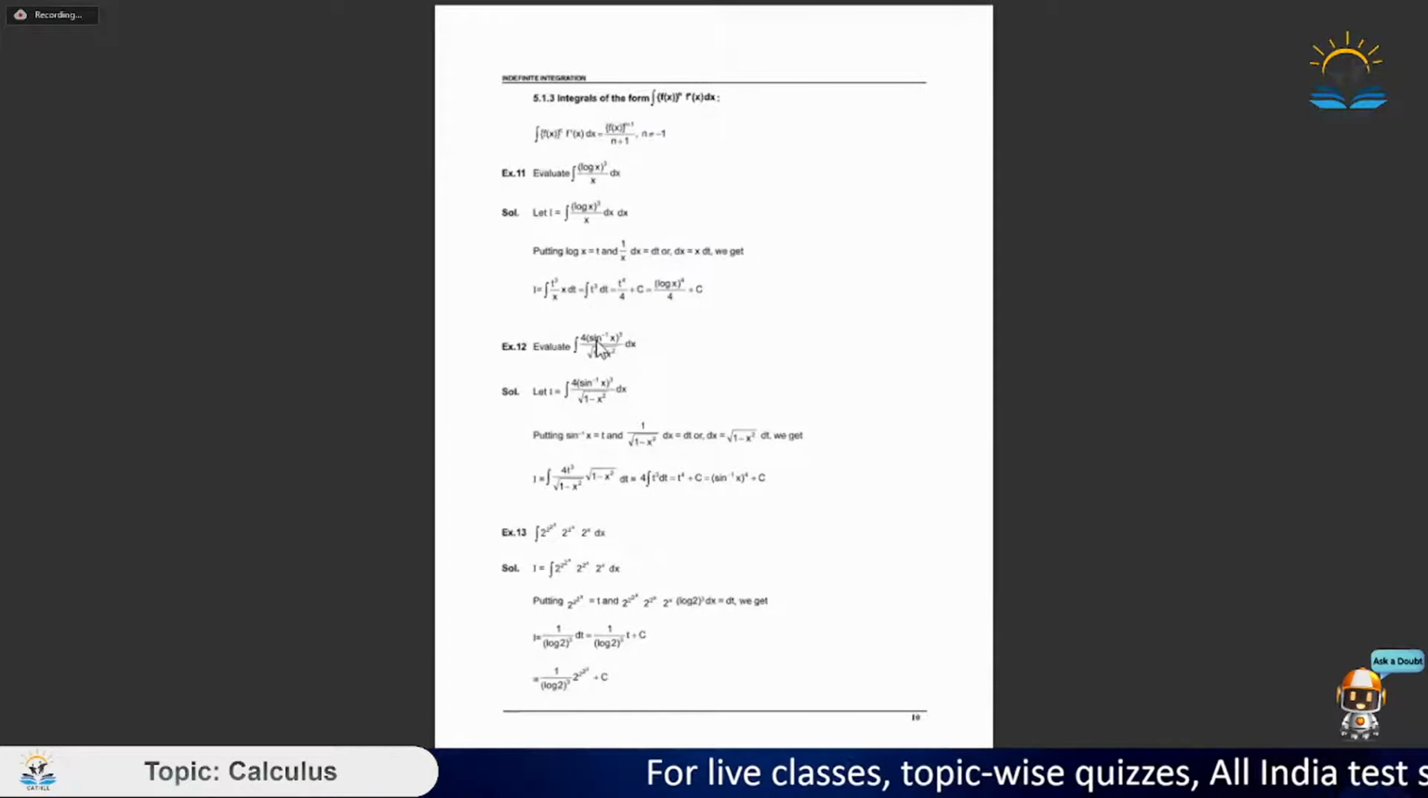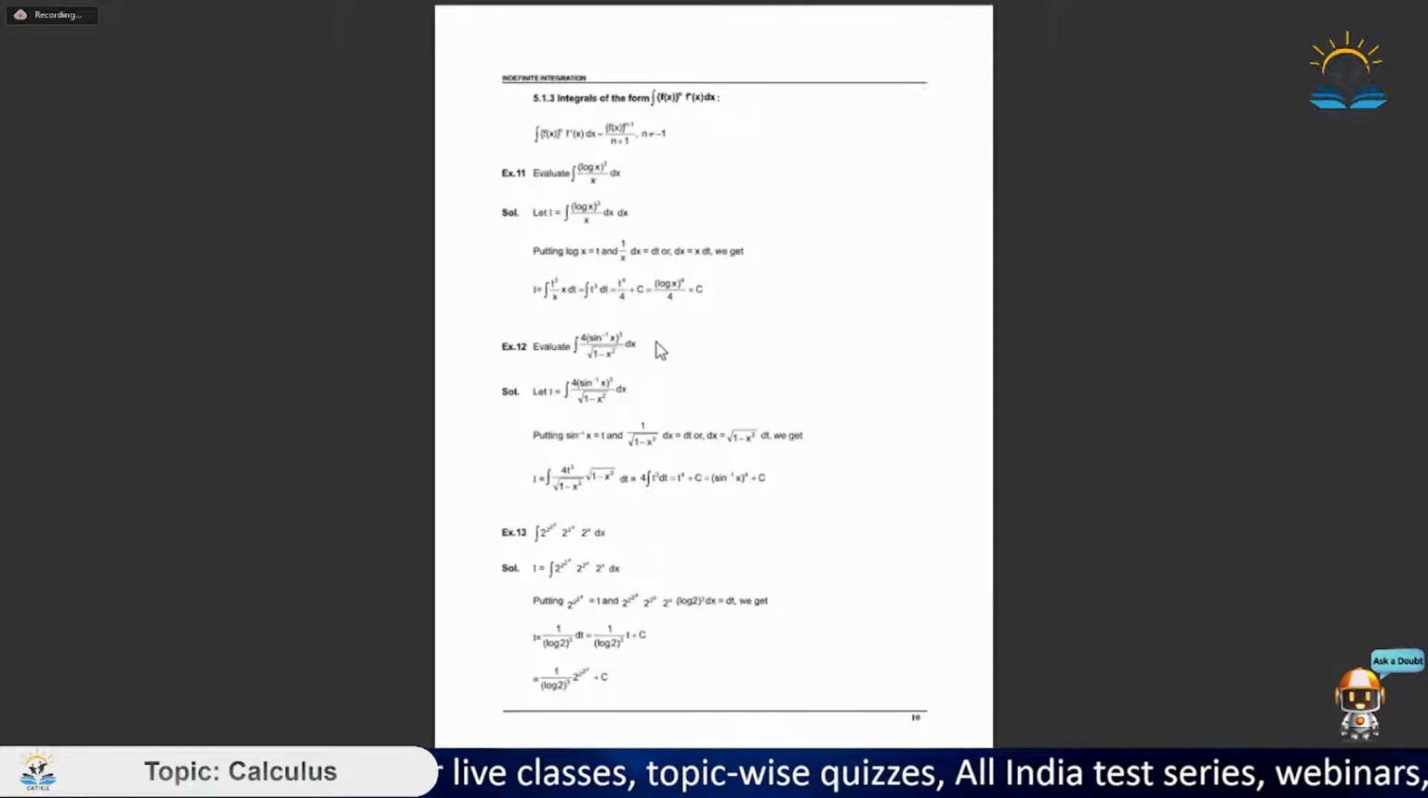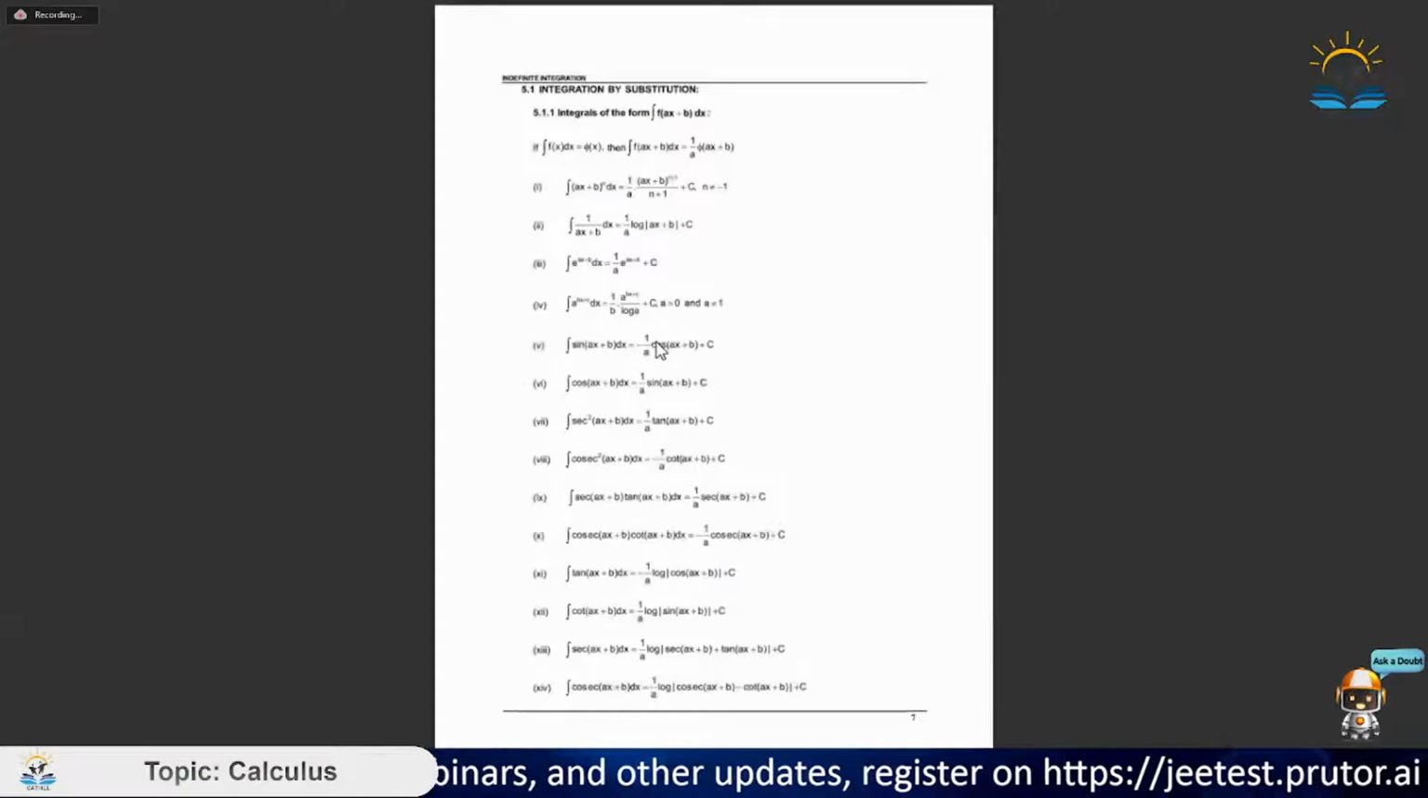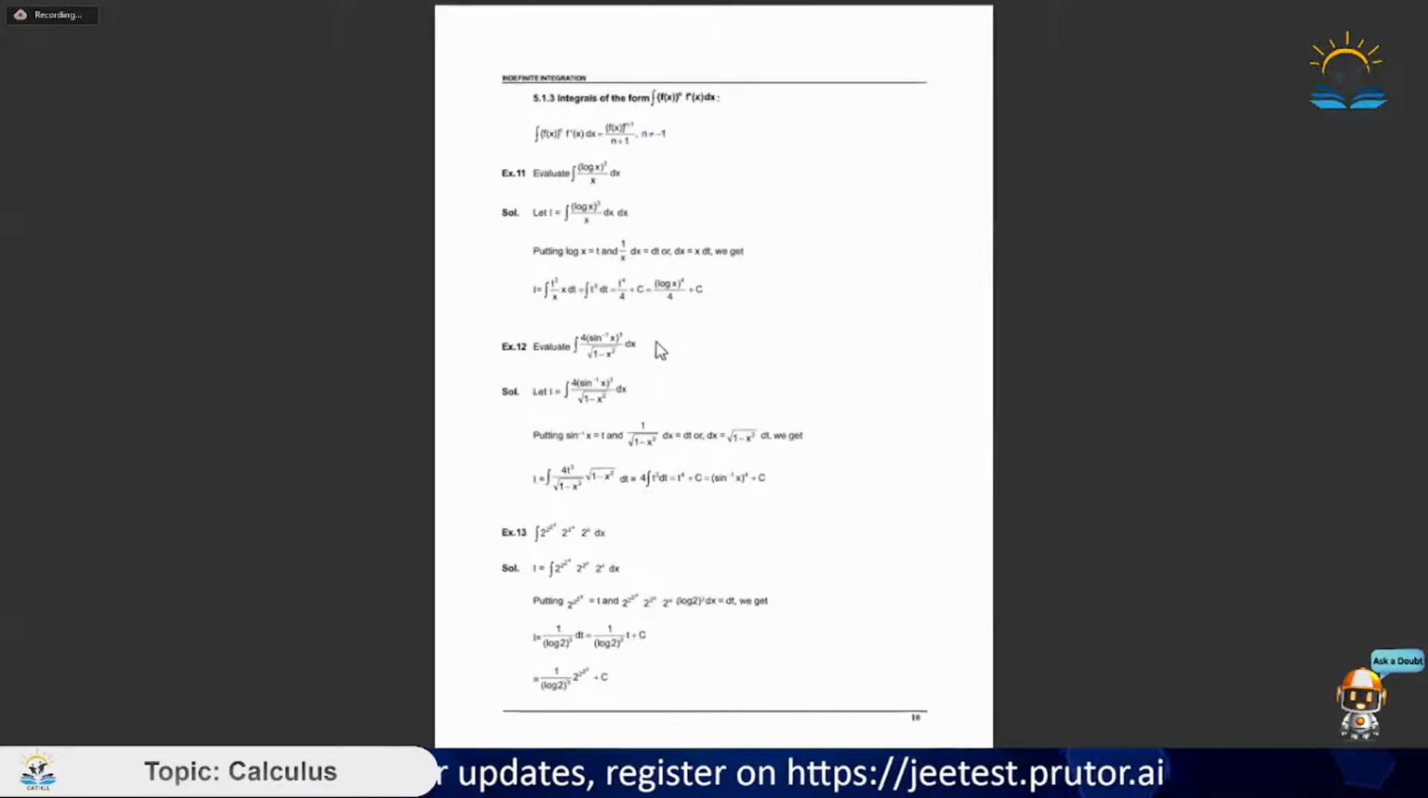The second question says sine inverse x whole cube divided by root of 1 minus x square. The first and foremost thing is you should learn all these forms. You should make a cheat sheet, short notes where you have written all the forms of integration. The first form of integration was integration of f of ax plus b dx. The second form is f of x to the power n times f dash x, when we have the differentiation of the function present along with the function.